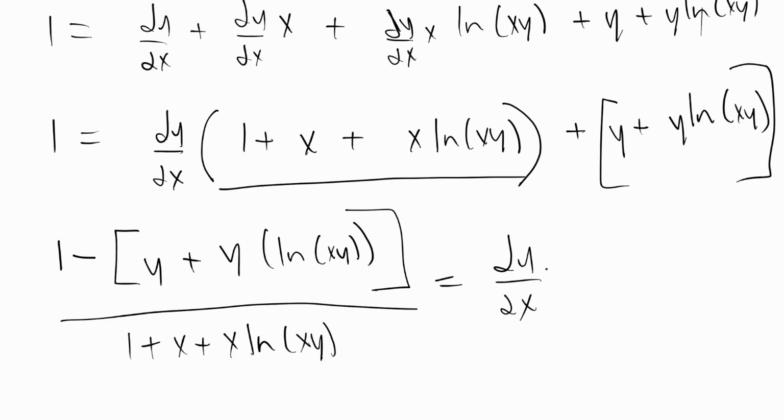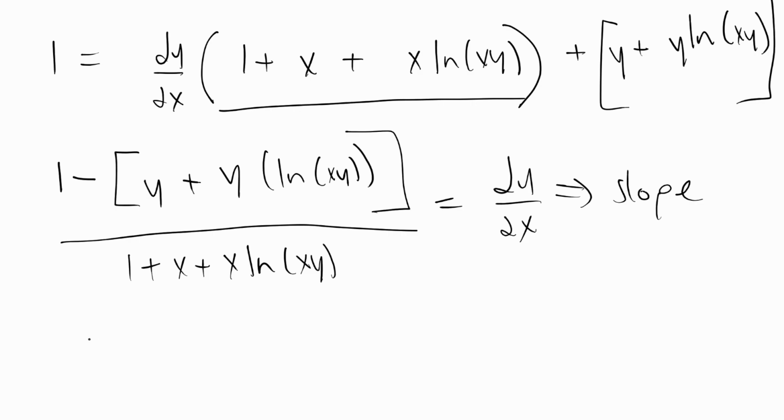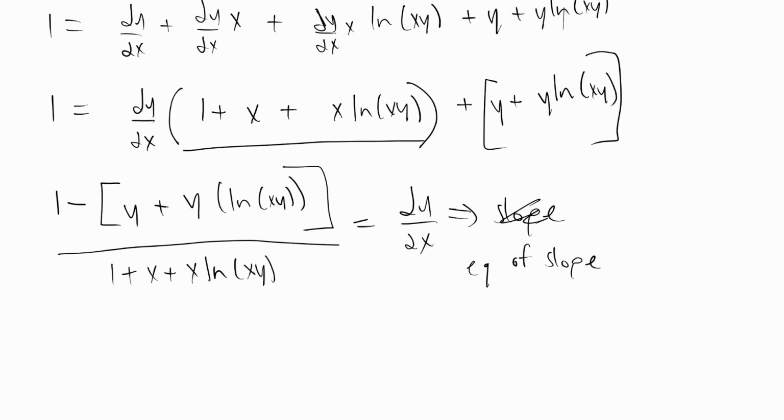Now we've isolated our dy by dx, it's alone. Okay, this is actually our slope. This is the slope of our equation. So what do we do from here? Well, this is just the equation of the slope, not the slope, sorry. Now that we found the equation of the slope, let's find what the slope is. This is just an equation. We need to substitute a value for x and a value for y so that we can see what the slope or tangent is at this particular point.